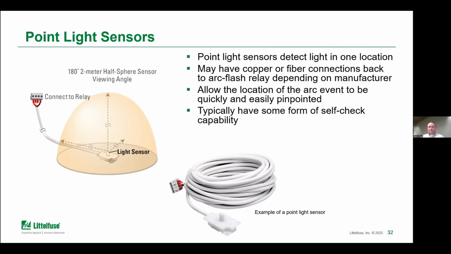So that's one advantage. And these typically would have some sort of self-check capability as well, just to make sure that if that cabling is cut from the point sensor back to the relay, if that becomes disconnected or cut during the life of the equipment, you would have the ability to give an alarm. And again, depending on the manufacturer, some of these might use copper cabling, and some of these might use fiber connections from the point back to the relay. And that just has an impact on how you install that in the panel.